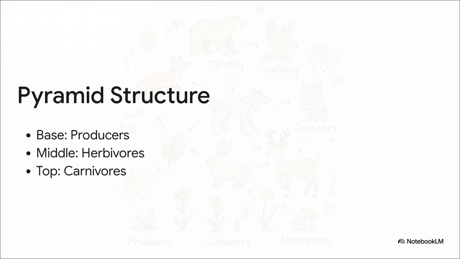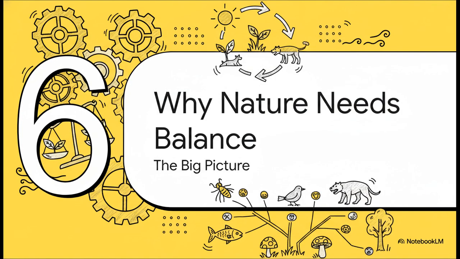Why? Because a huge predator at the very top needs a massive amount of plants and herbivores beneath it just to scrounge up enough energy to survive. That's exactly why you see thousands of blades of grass for every single hawk. And our final stop, Section 6, Why Nature Needs Balance.